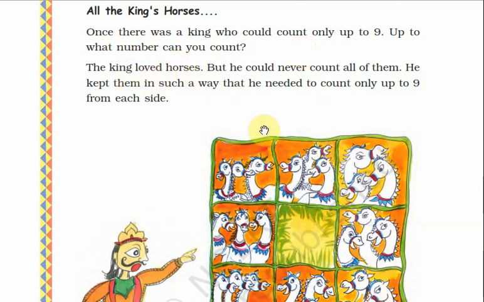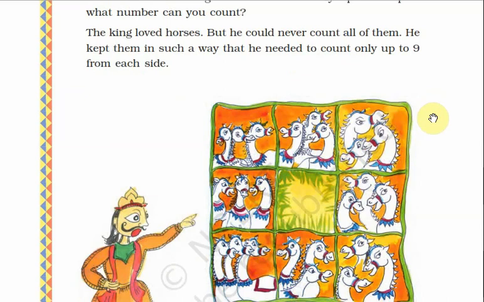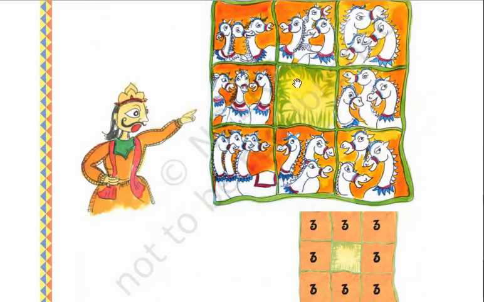The king loved horses. He is very fond of horses. But he could never count all of them, because he knows how to count up to 9 only. So what did he do? He kept them in such a way that he needed to count only up to 9 from each side. He arranged the stable in such a way that from all sides when he counts, he will get a total of 9.